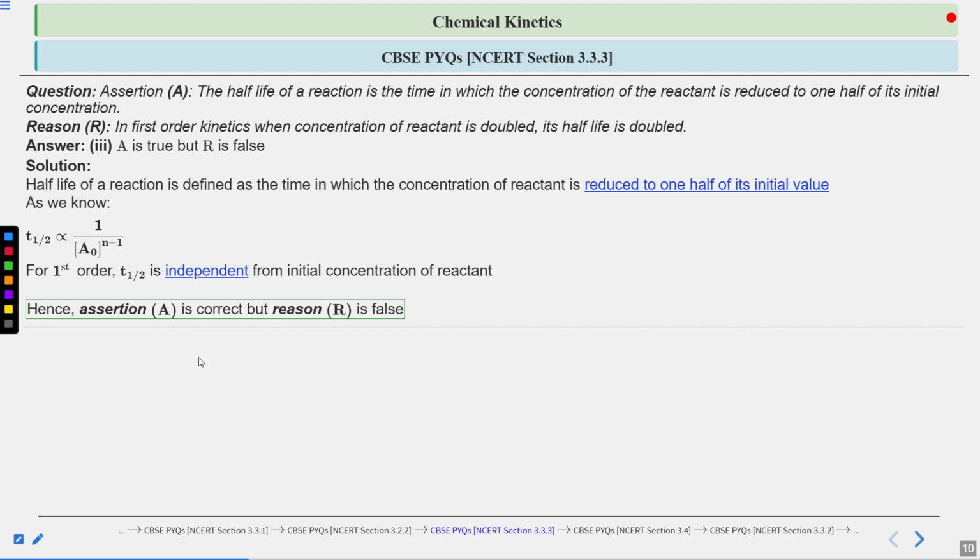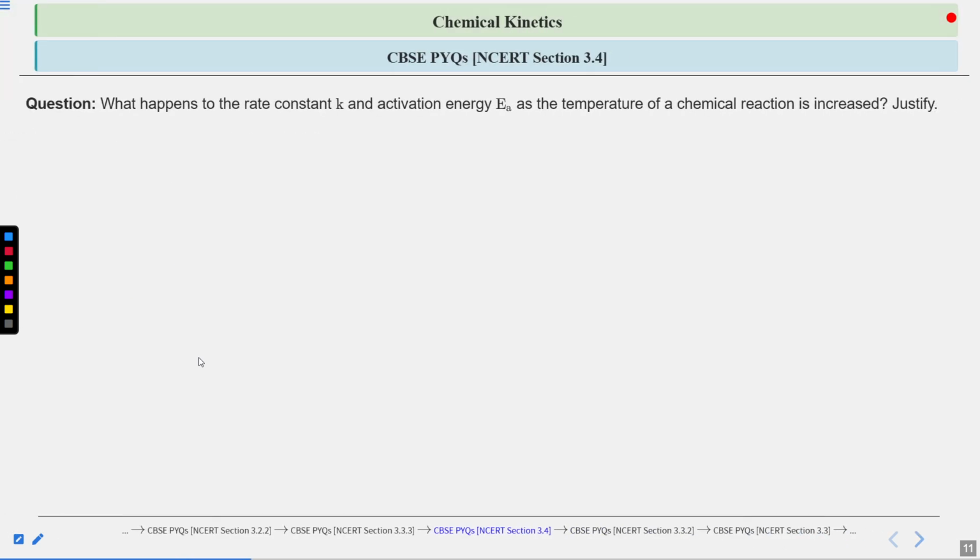Okay, so let's move on to our next question. Now, this is a CBSE PYQ, and we are covering NCERT section 3.4 in this. The question asks what happens to the rate constant K and activation energy EA as the temperature of the chemical reaction is increased. Justify.